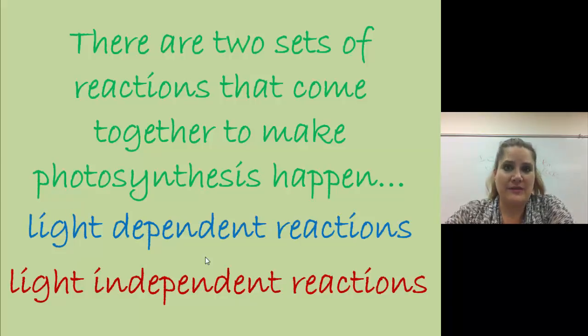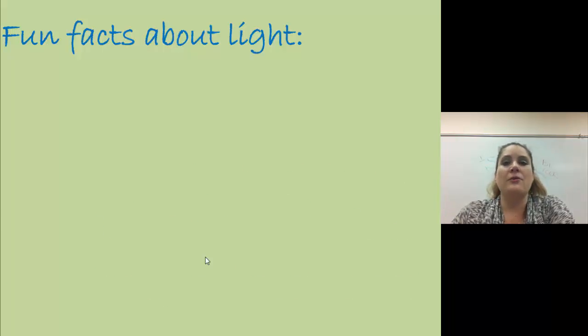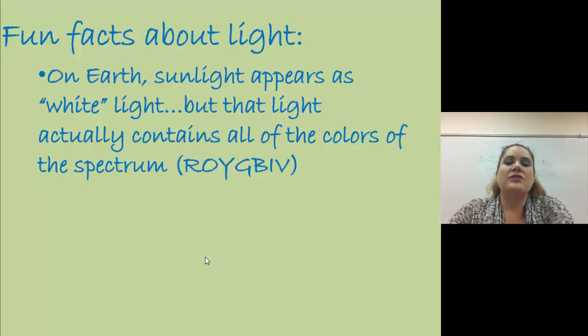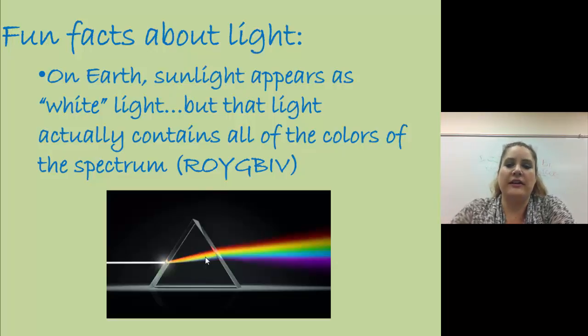Now, just looking at those names, I bet you can figure some cool stuff out. I bet you can figure out that that first set of reactions requires light. That second set of reactions doesn't require light. So let's talk about light. On Earth, sunlight appears as white light. So if you look at bright light, you think of it as looking white. White light actually contains all the different colors of the light spectrum.